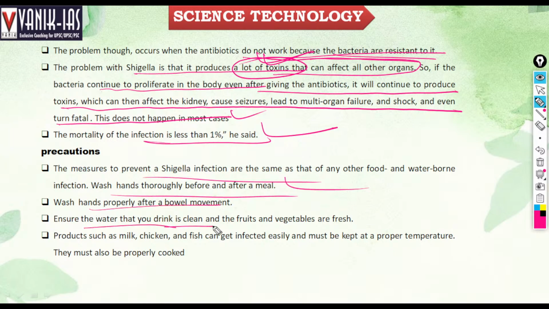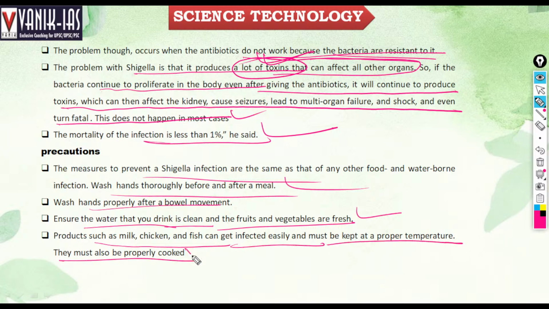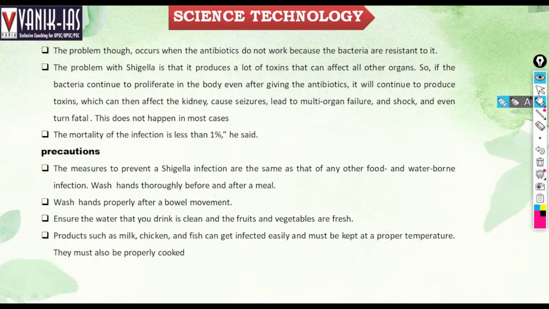Ensure the water that you drink is clean and fruits or vegetables are fresh. Products such as milk, chicken, fish can get infected easily, so they must be kept at proper temperature and properly cooked. So you should eat fresh fruit and fresh food, then you will not get affected by the Shigella bacteria, or suffer from food infection, because a person can also die because of food infection in the worst cases, where toxins will be released and that will lead to multi-organ failure.